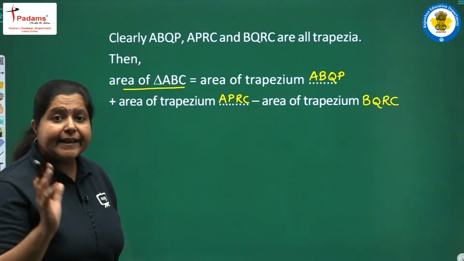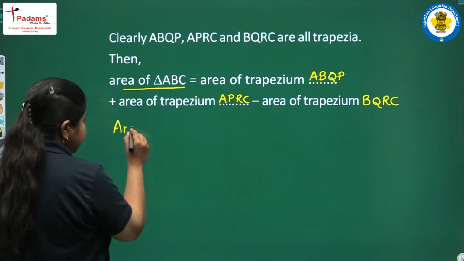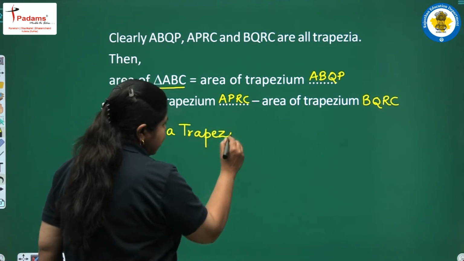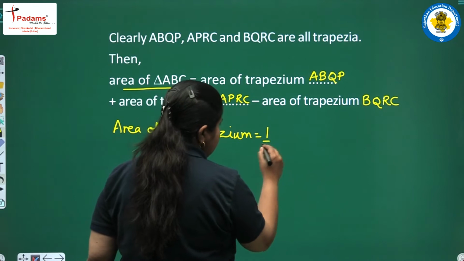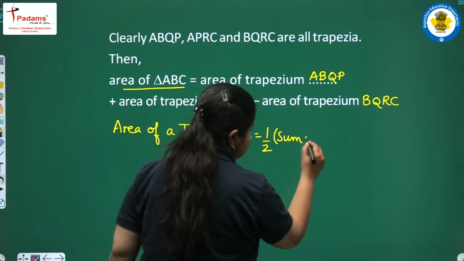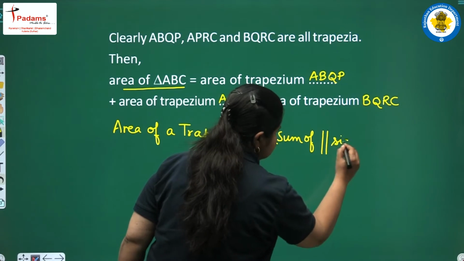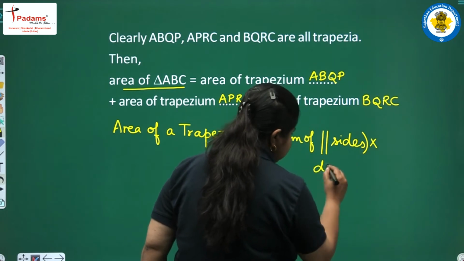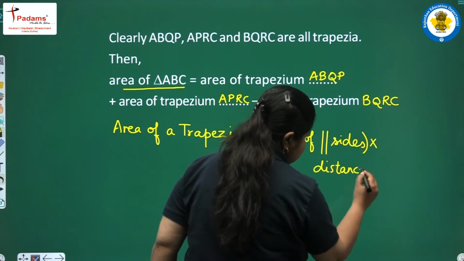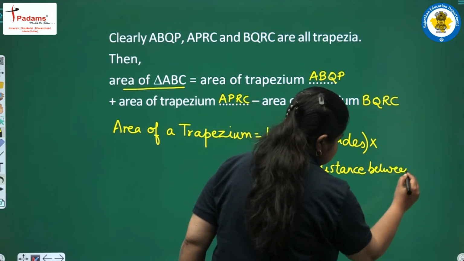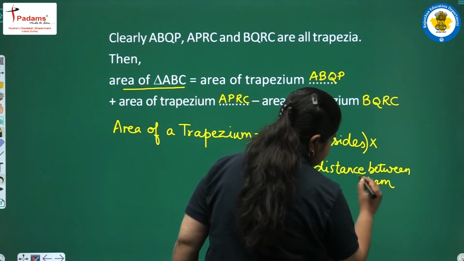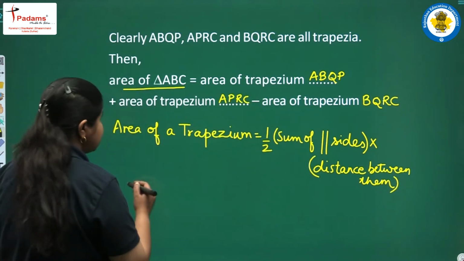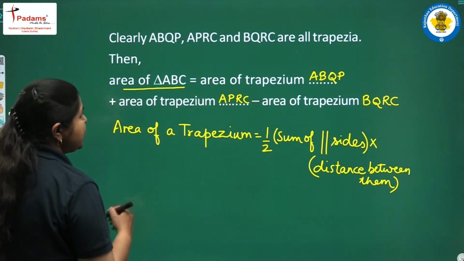Now what is the area of a trapezium? You know that area of a trapezium is given by the formula, just recall it, half into sum of parallel sides into the distance between them. This is the area of a trapezium. We know this from our previous smaller classes. Now let us find the area of trapezium ABQP.